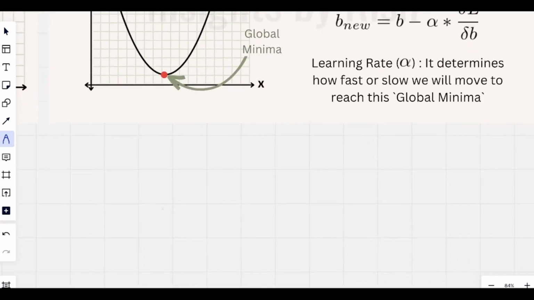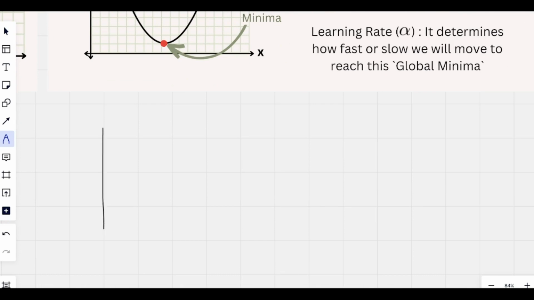It depends how fast or slow we are moving towards this point. Let us understand that. Let's say this is your gradient descent, and your ultimate goal is to reach this point. Let us consider that you have a very small learning rate. Let's say your learning rate is alpha 1, which is very small. This means you will take very small steps to reach this point, and eventually you will reach here. But as you are taking very small steps, this is a very slow process, which means that your model is learning very slowly.